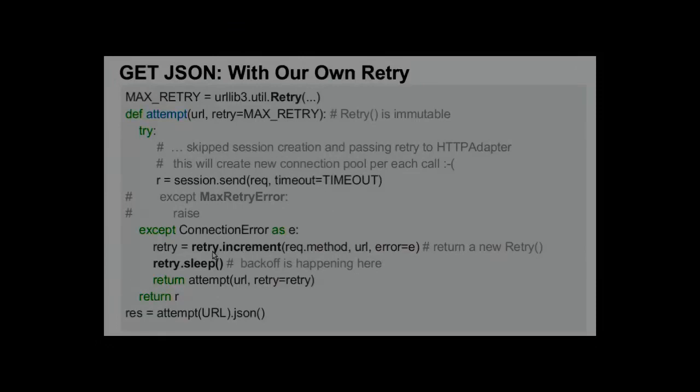And then there are 2 ways. One is increment, and it will give you a new retry object, so it's actually immutable, so you can just use it here. And then there is a sleep. It's where the backoff is happening. That's where it's sleeping. And this is pretty much how this library, like requests or urllib3, uses this retry object. So we can do the same, but use this object from retry.